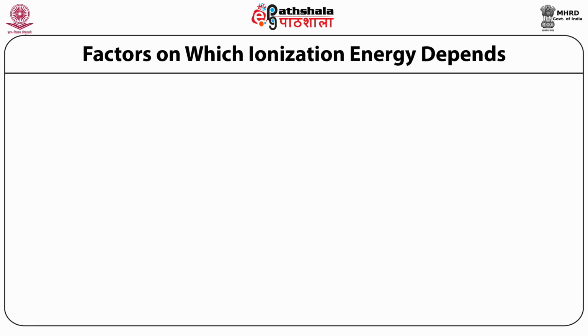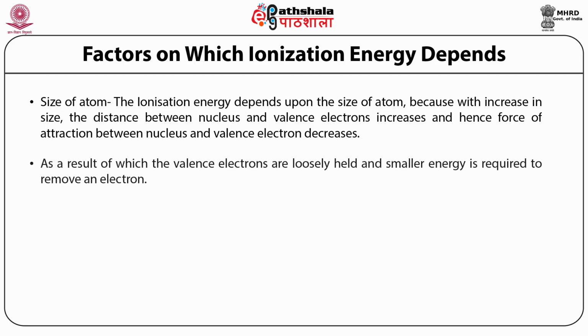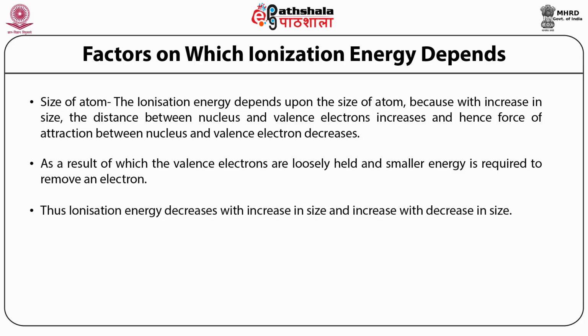The factors on which ionization energy depends. Number one is the size of the atom. The ionization energy depends upon the size of the atom because with an increase in size, the distance between the nucleus and valence electrons increases, and hence the force of attraction between the nucleus and valence electrons decreases, as a result of which the valence electrons are loosely held and smaller energy is required to remove an electron. Therefore, the ionization energy decreases with increase in size and increases with decrease in size.